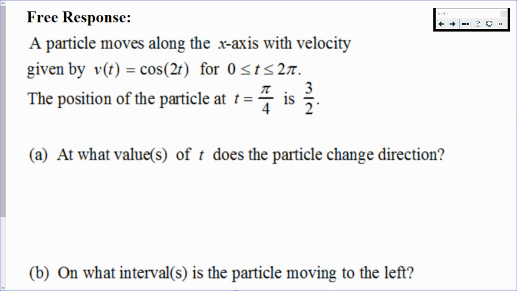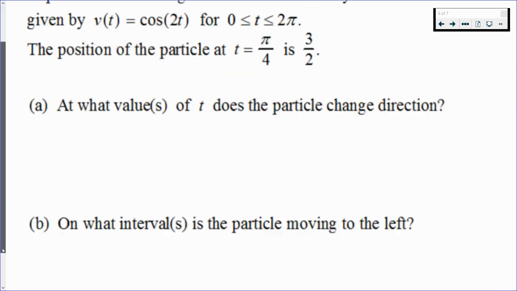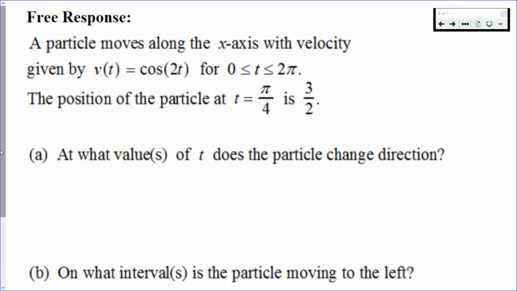Now let's take a look at a free response problem. Okay, we're going to start here. I think I only put 2 parts here, so we can easily take a look. A particle moves along the x-axis with velocity given by v of t equals cosine of 2t for 0 to 2 pi, and the position of the particle at t equals pi over 4 is 3/2. Part A, at what values of t does the particle change direction?